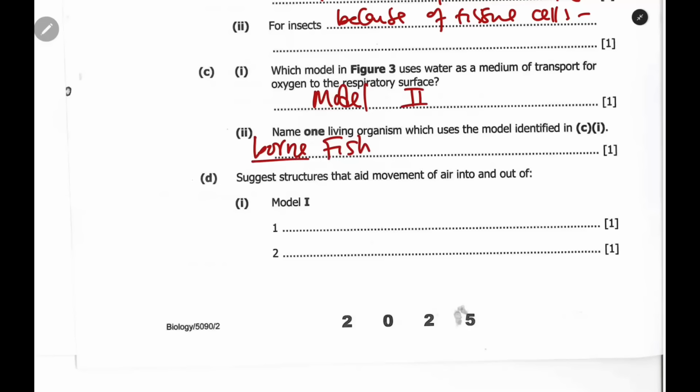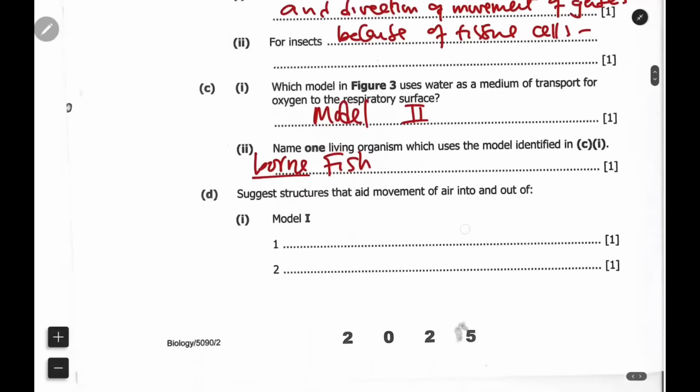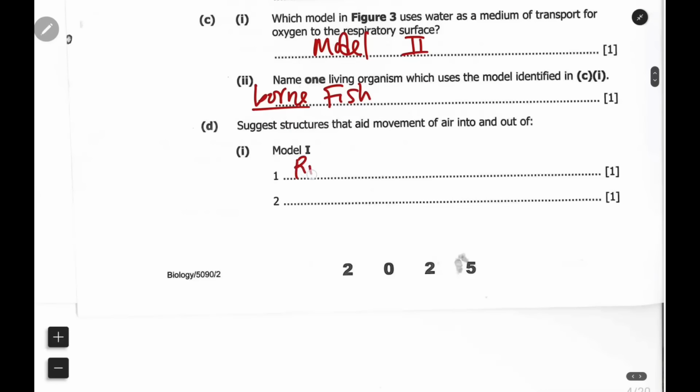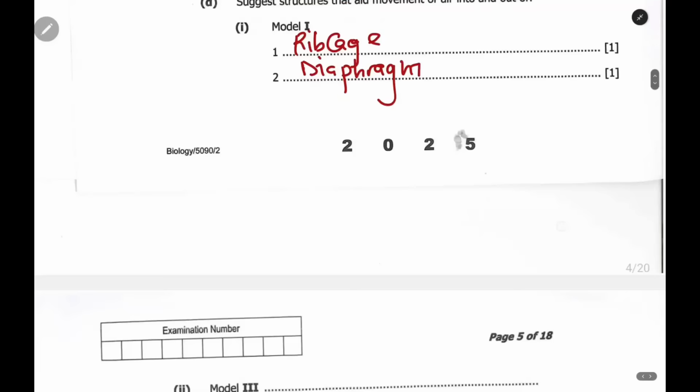Okay, if that is a spelling, counter check. Suggest a structure that aids movement of air in and out of model 1. So for model 1, that is in humans, what other structure aids? You can talk of rib cage. You can talk of diaphragm. Okay, diaphragm. All right.